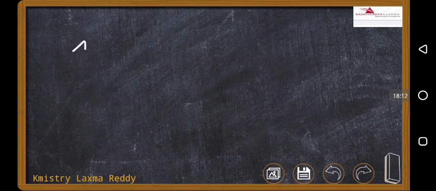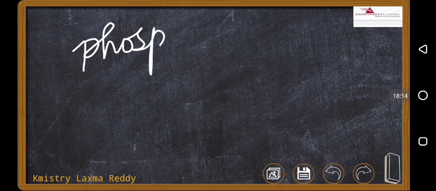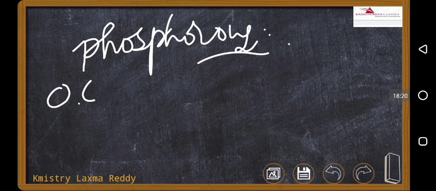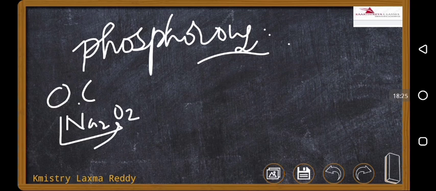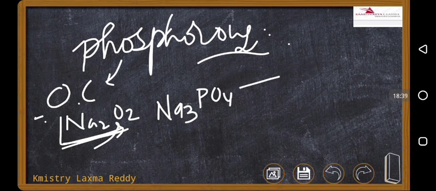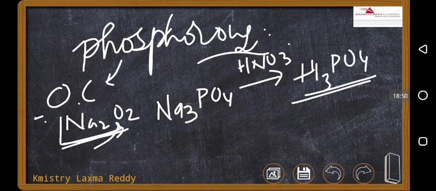One last test, we will go for phosphorus. Interesting this test. Take organic compound, use sodium peroxide. Sodium peroxide role is to convert whatever the phosphorus is present in the organic compound. That organic compound phosphorus is completely converted into Na3PO4. This Na3PO4 is converted to H3PO4 by concentrated nitric acid. So H3PO4 is the compound formed by reaction of HNO3.